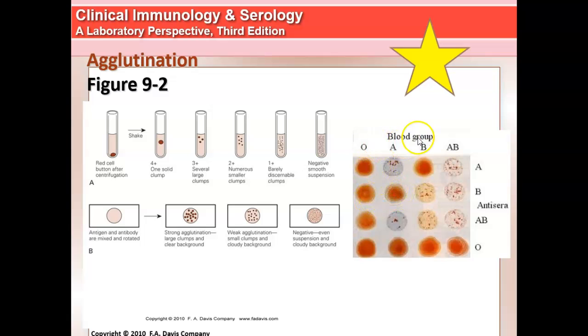So let's look at our blood groups over here. This clumping right here under the A, this would be a 3+ reaction. This B would be a negative reaction. AB, this one right here, this would be a 3+. So there are no 4+ reactions here, but this is probably a 3+. These are probably 2 or 3.